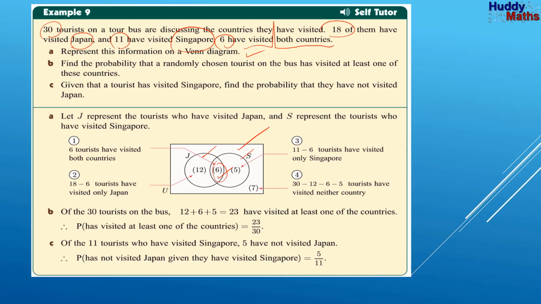18 have visited Japan. But hang on, 6 have done both. So what's left out of the Japanese? 18 takes 6. 12 have only gone to Japan.